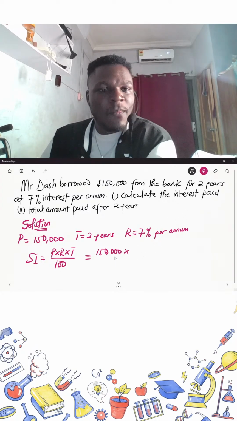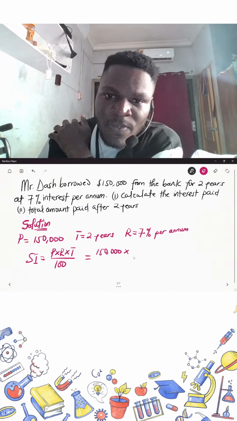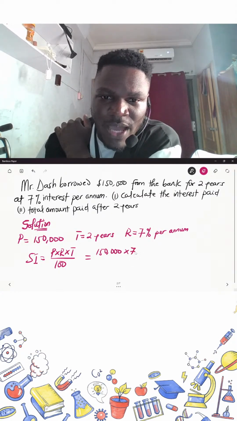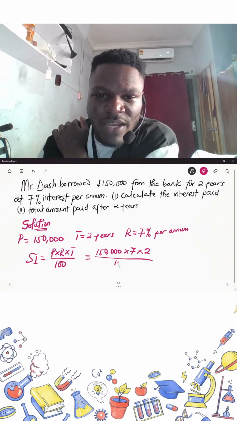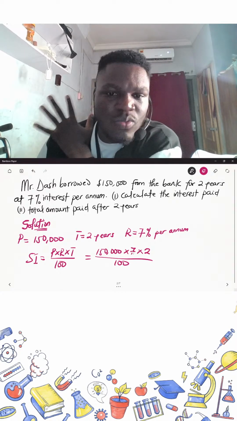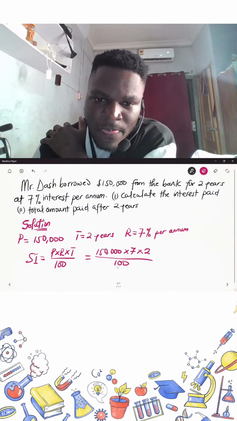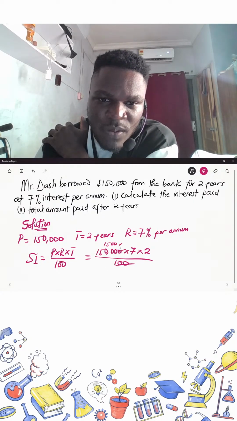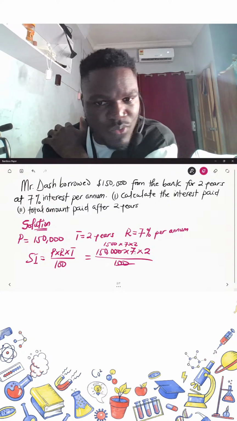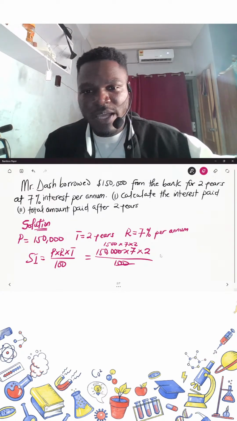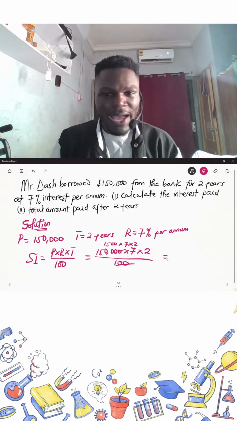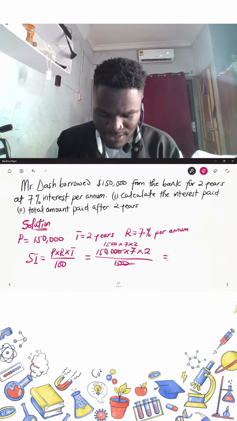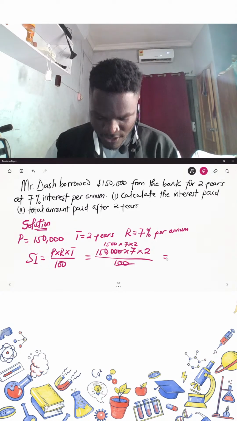So yes, the principal is 150,000. And then the rate is 7. So we have 7 here, multiplied by the time, which is 2, all divided by 100. So this is what I have. The 2 zeros over here will cancel the 2 zeros over here. So I basically have here 1500 multiplied by 7 multiplied by 2. Okay, that is what I have. So let's proceed to multiply that and see the answer we have as our interest after 2 years.